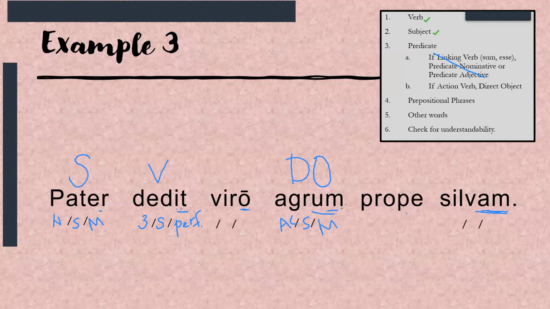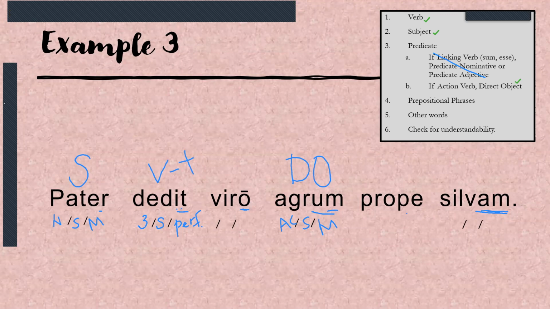So whenever I put a DO, I'm going to head right back to the verb and say transitive, because it's a transitive verb if it has a direct object. And we'll translate this just as it is. The father, pater, dedit, gave, agrum, a field. The father gave a field. All right, we can check this part of the sentence off right here. We did it. Now we're going to look for some prepositional phrases.